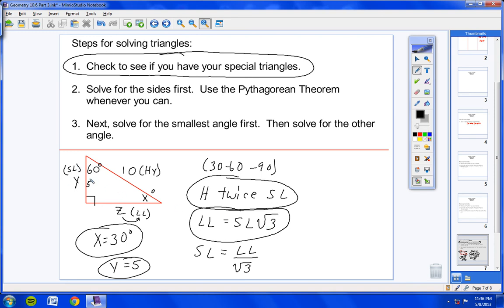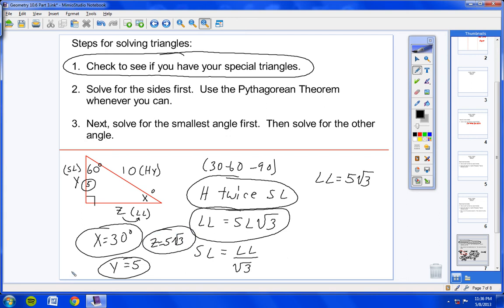Well, what is your shorter leg? Wasn't it 5? So the longer leg equals 5 square root of 3. And that's Z. So Z equals 5 square root of 3. There you go. You solved the whole triangle.